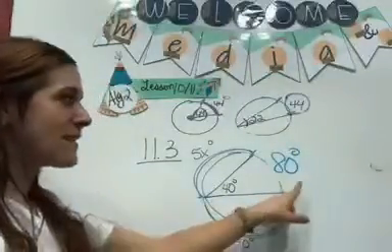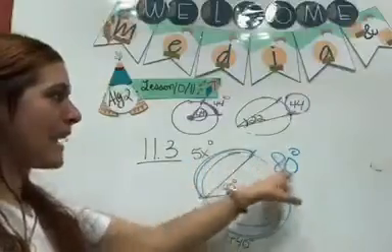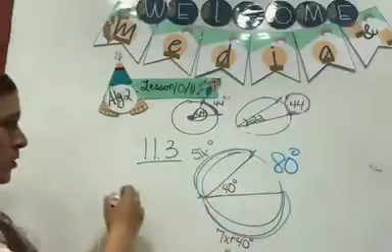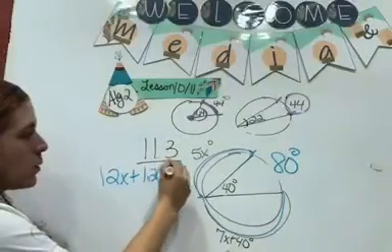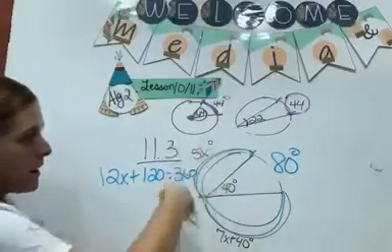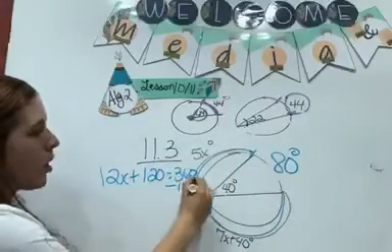Now that we know that this is 80, then what can we do? We can go 5x plus 80 plus 7x plus 40. So let's do that. So that's 12x plus 120 equals 360, right? Because that's how much a whole circle is. And then we just solve for x.